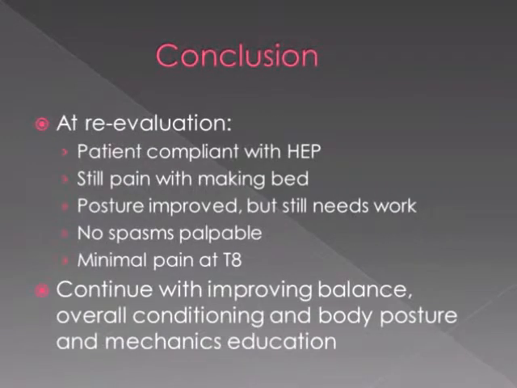After 4 weeks of therapy and a home exercise program, a reevaluation was performed. The patient stated that she was compliant with the home exercise program, but still had pain with making her bed. Her posture has also improved, but still needs work. There are now no spasms palpable in the thoracic area, and she has minimal pain at T8. The goal is to continue with improving balance, overall conditioning, and body posture, and also body mechanics education.